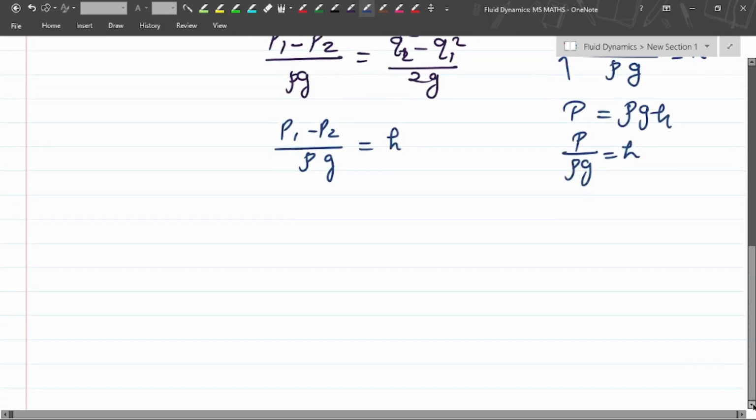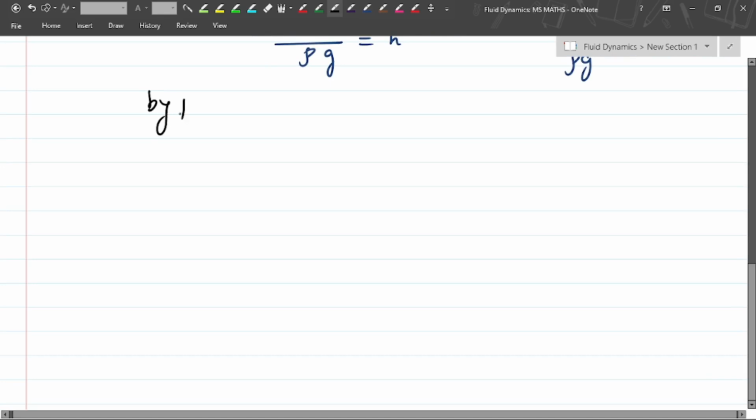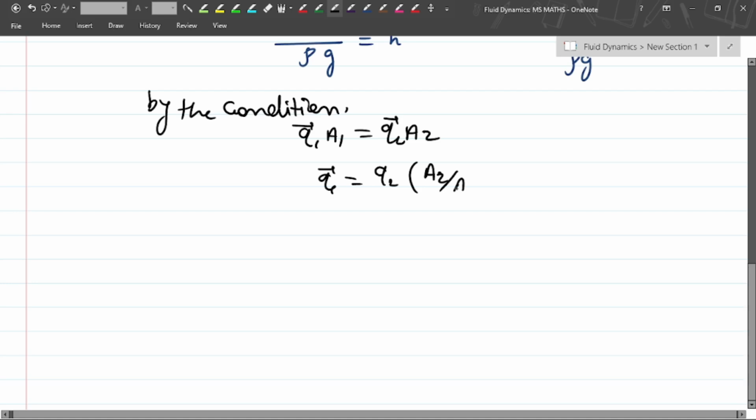Now by the continuity equation, we have q1 vector a1 equals q2 a2. The multiplication of velocity and area is equal at both ends. Now we want to calculate the value of the velocity, so we find the velocity at the second point, q2 vector. So q1 vector is nothing but q2 into a2 upon a1.